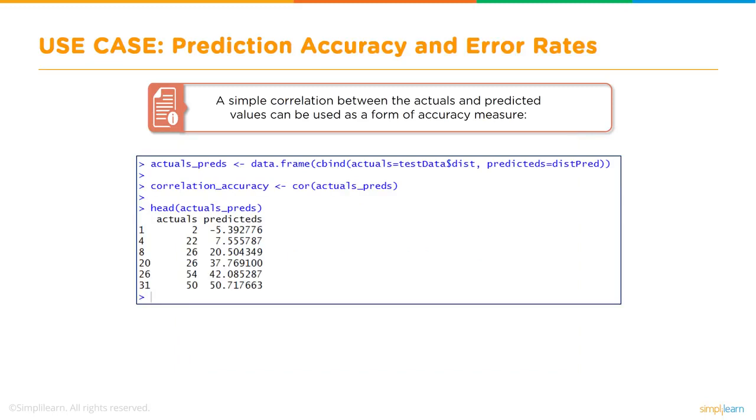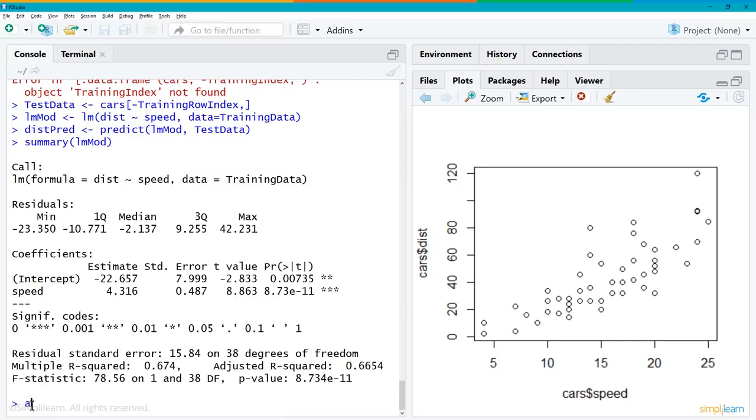So a simple correlation between the actuals and the predicted values can be used as a form of accuracy measurement. So we take a look at the model we created, and now we need to take our predictions and just see how accurate it is on the data that we didn't use to program the linear model. So let's create a variable called actuals underscore predicts and assign it a data frame. This is how we create a data frame: we just assign data.frame, and we'll do a cbind. And in our cbind, we're going to create a column called actuals. This is our choice, the name actuals.